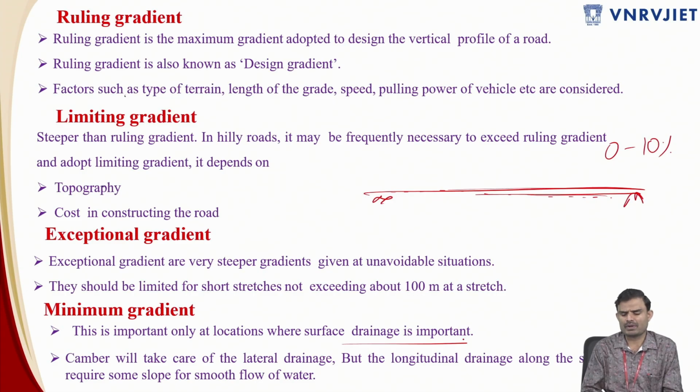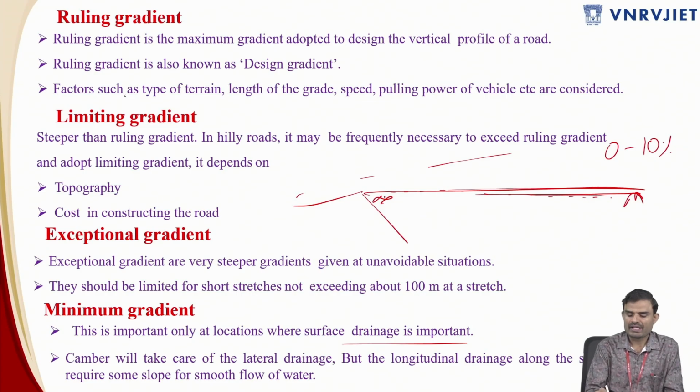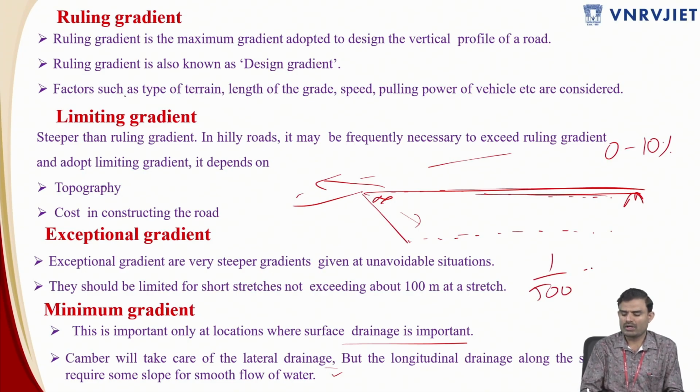Whenever surface drainage is important, anyhow, if you look into this cross section, you are going to have a camber like this. The camber is going to drain off the rainwater in the perpendicular, transverse direction. But the rainwater collected at the edges should also be moving, for which you have to provide this minimum gradient. So camber will take care of the lateral drainage, but the longitudinal drain along the length of the side drains requires some amount of gradient for smooth flow of water. That is the main purpose of this minimum gradient. The minimum gradient is generally 1 in 500, a very small value, to a maximum value of 1 in 200. That is what you can go for at max.